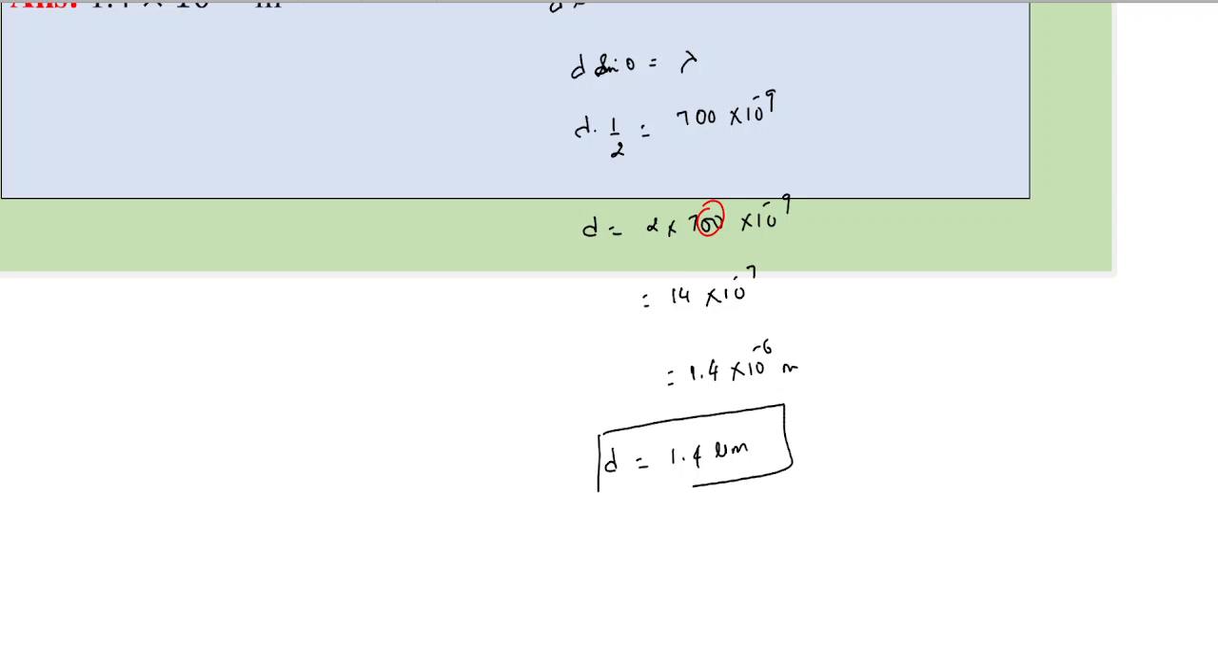We have seen in theory class that the slit width is very small, only then we get a pattern of alternate dark and bright bands, and as seen here it is of the order of micrometers.